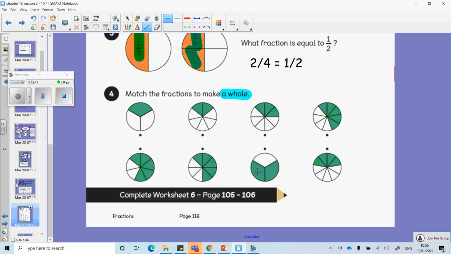So I'm going to look through my circles. Oh, I found one. Here we are. This circle is also split into 3 equal parts, but 2 of them are shaded. So 1 part and 2 parts. 1/3 and 2 thirds make 1 whole. Okay.